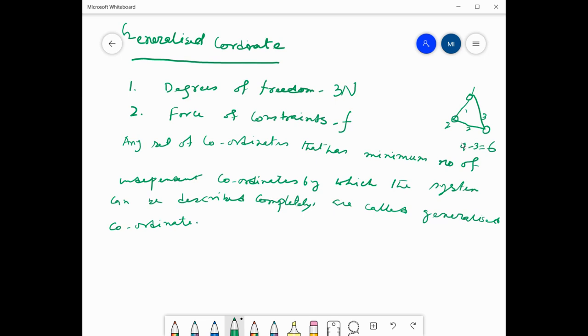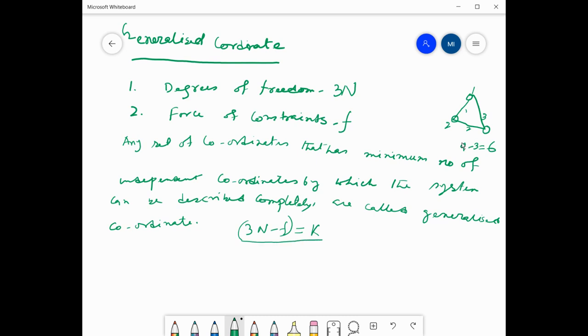So in this example, say if there are 3n degrees of freedom and the number of constraints is f, then the number of generalized coordinates will be 3n minus f. This will be 3n minus f. This is k, the number of generalized coordinates, right?